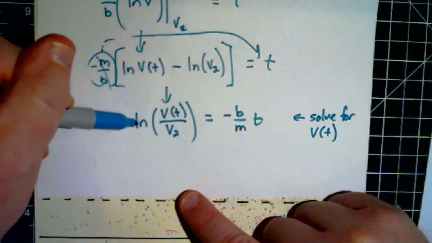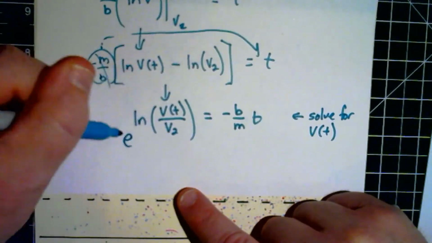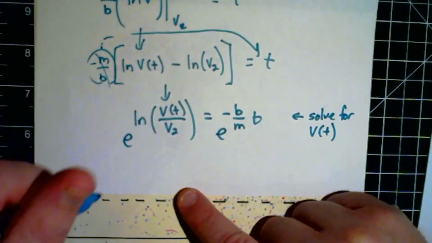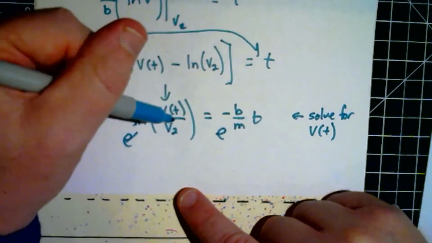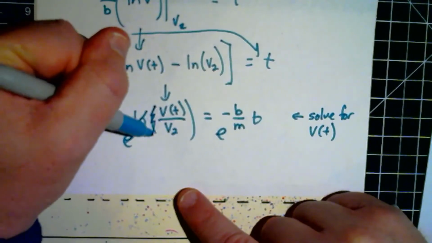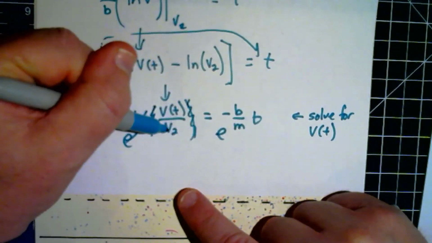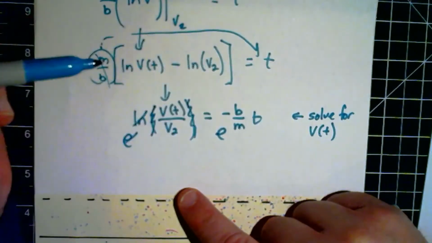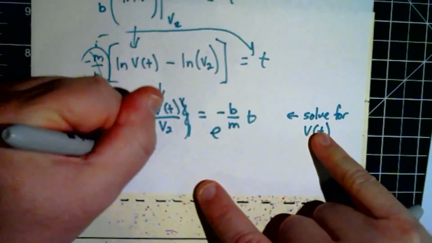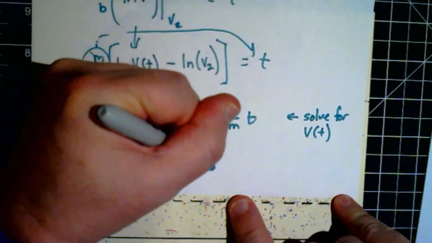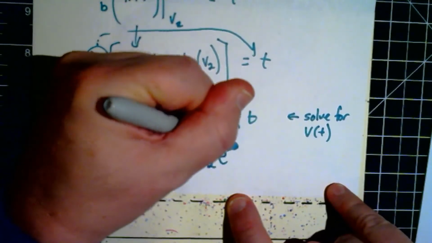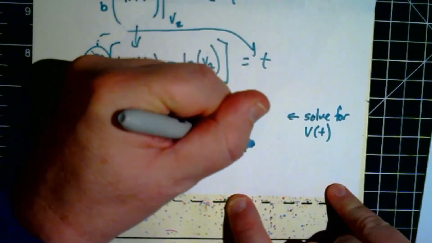All right. So how do I get rid of a natural log? Well, I take the exponential of both sides. And on the left-hand side, those will cancel out. And then the last thing I need to do, because all these parentheses are kind of gone now, I need to move the v2 over to the right-hand side. And so finally, we come up with a solution. V of t is equal to v2 times e to the minus b over m t.